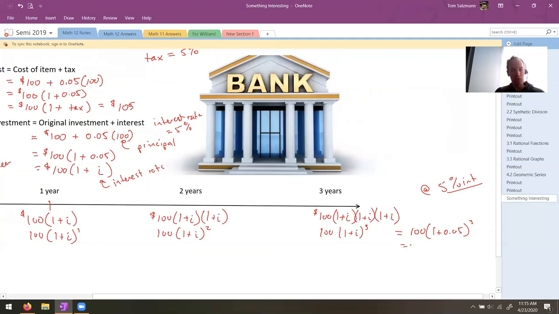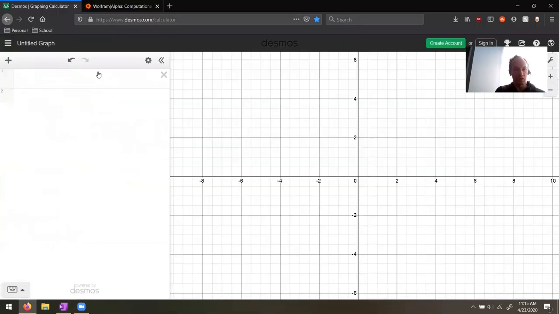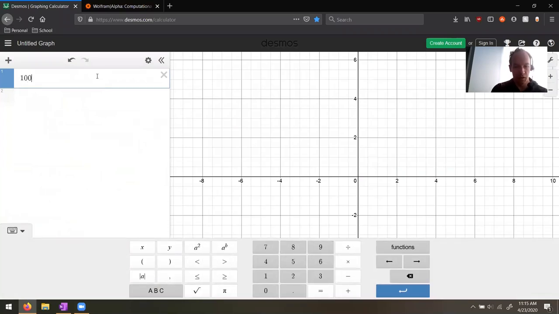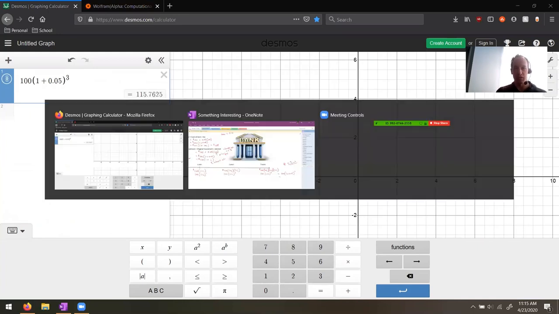So what we can do, and I'm just going to jump over to Desmos here, and let's just calculate it, 100 times 1 plus 0.05, and we'll raise that to the power of 3. So after 1 year, you'd have 105. After 2 years, you have 110.25. You're getting a little more the second year because you're getting interest on your interest. And then after 3 years, it's 115.76, so $115.76.